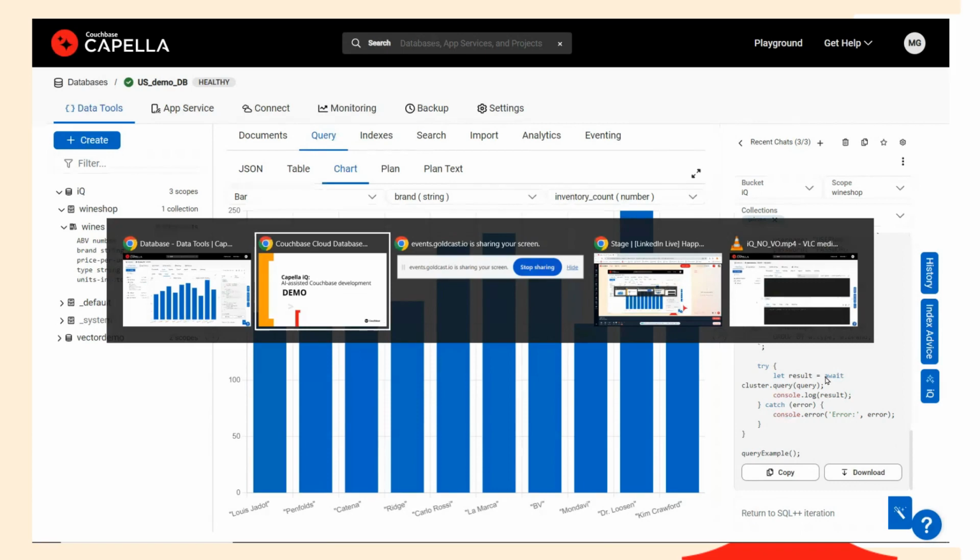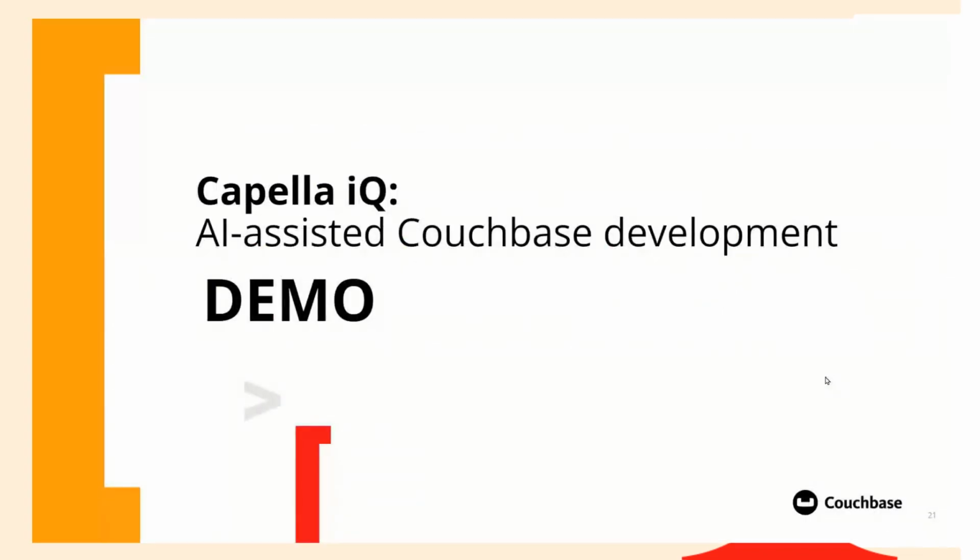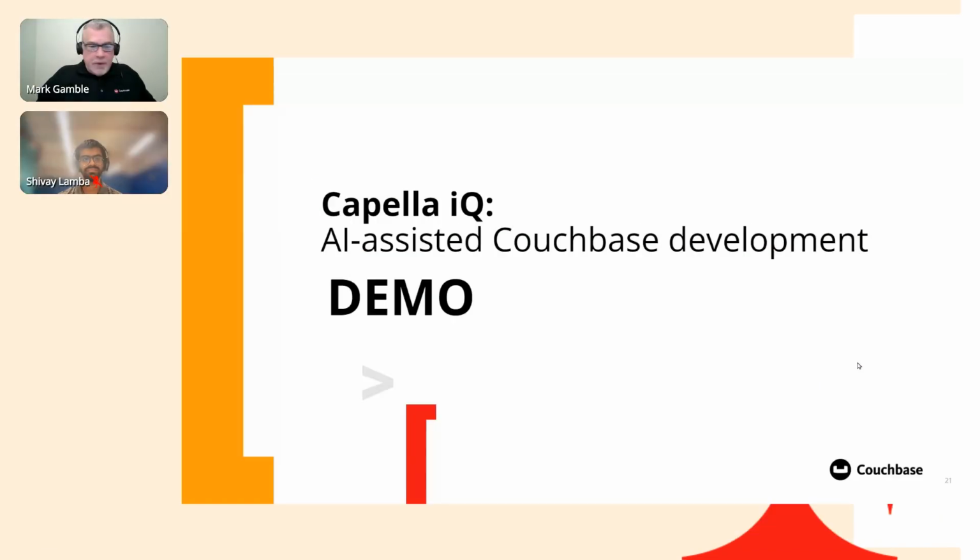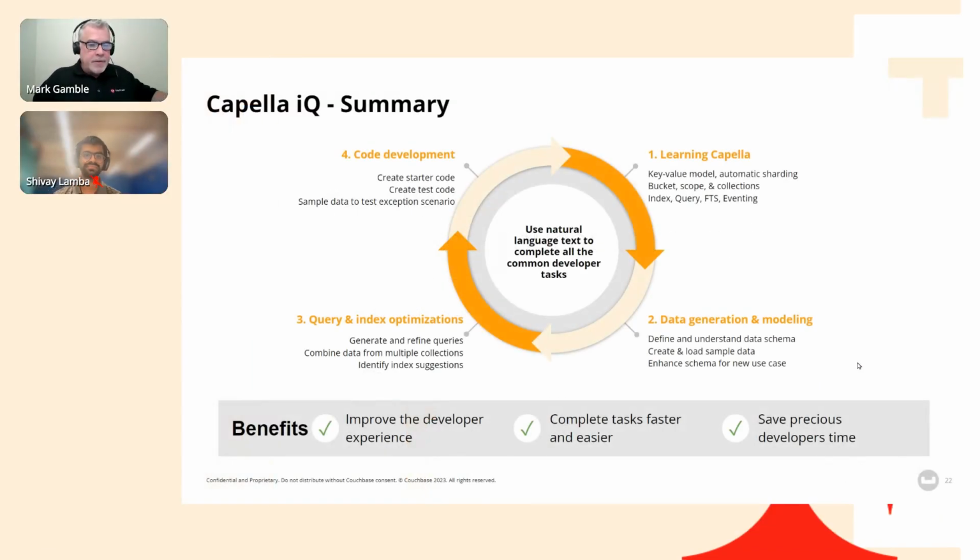So that was our quick down and dirty look at Capella IQ. So it was hopefully very clear the tremendous benefits that this AI-based assistant brings to the table. By augmenting your development process with AI, you improve developer productivity, you increase accuracy, you save precious time, and you get those products to market faster.